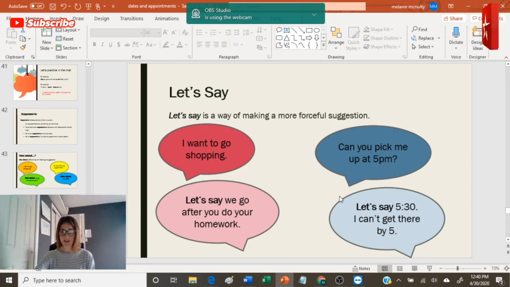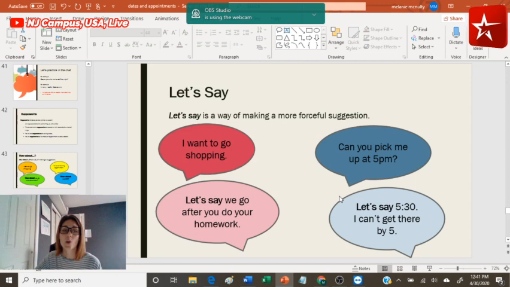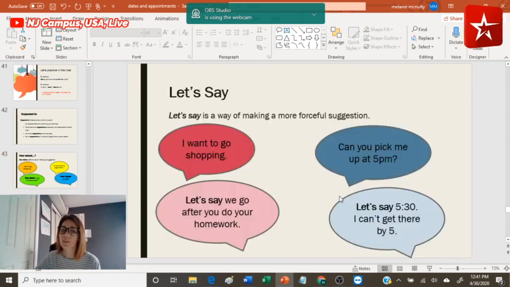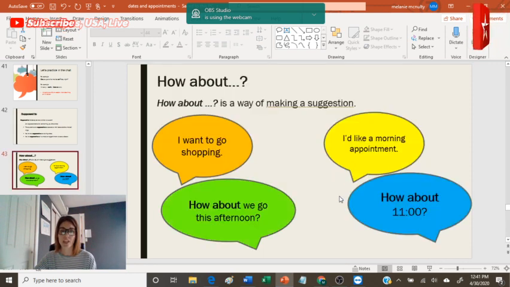Is that pretty clear? So two ways of suggesting times. One is a little weaker: how about? Let's say is more forceful. I want to go shopping. How about we go this afternoon? But if you said, I want to go shopping, let's say we go this afternoon. That's a little bit more forceful way of saying it.